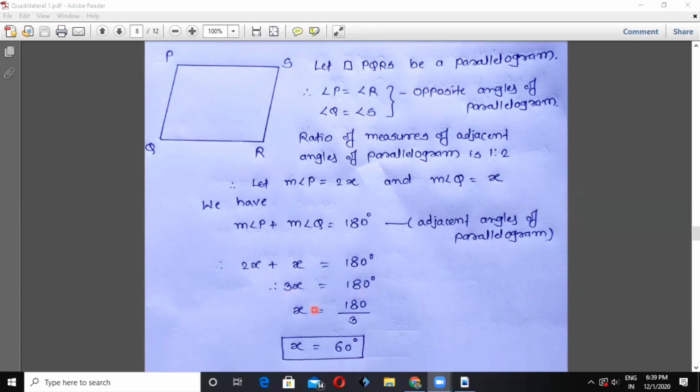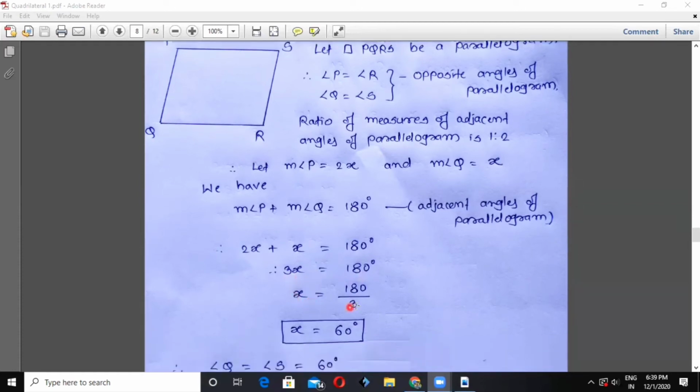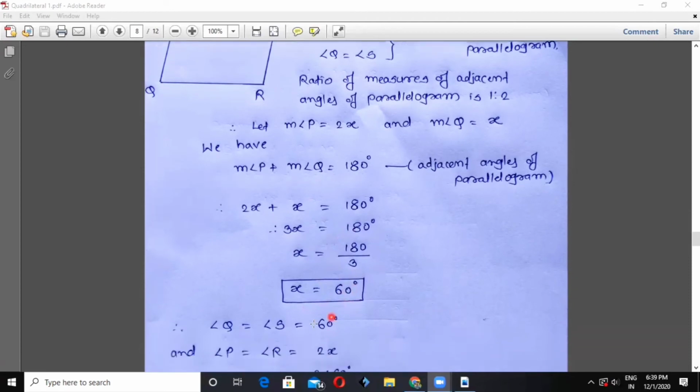We have to find the value of x. That's why we transfer 3 to the right hand side. So we get x is equal to 180 by 3. And if we divide 180 by 3, we will get 60. So here the measure of angle Q, that is equal to angle S, which are opposite angles to each other, that is equal to x. That means measure of these two angles is 60 degree.